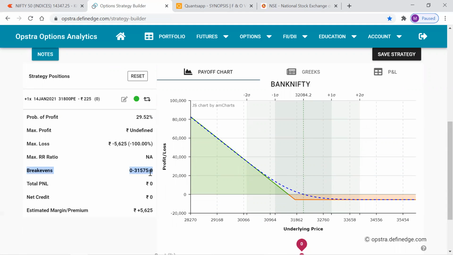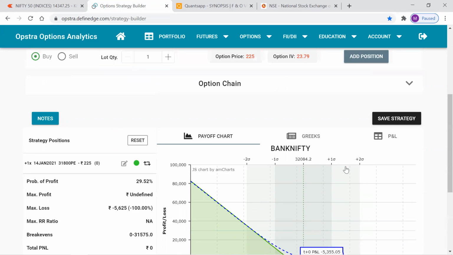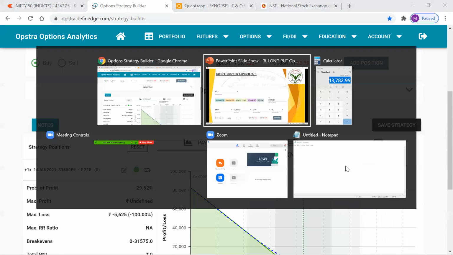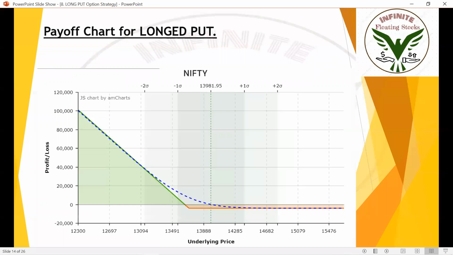Or look at this point. Here it will be notified as break-even, and 31,575 is your break-even point. So if the market ends up at 31,575, then you will get nothing. You will be at zero profit, zero loss. Okay, so if it is falling beyond 31,575, you will get profits. If it is moving above 31,575, then you will be losing 5,625. Okay, all right.